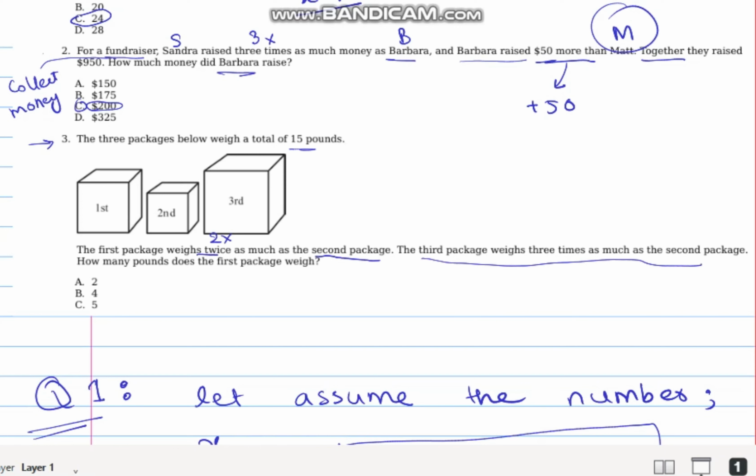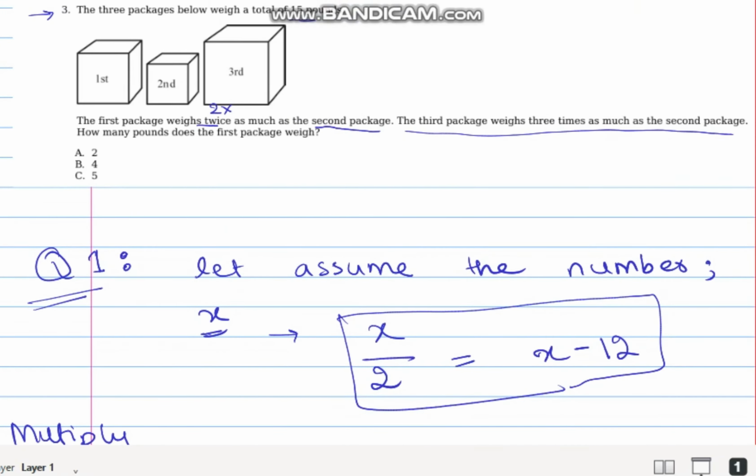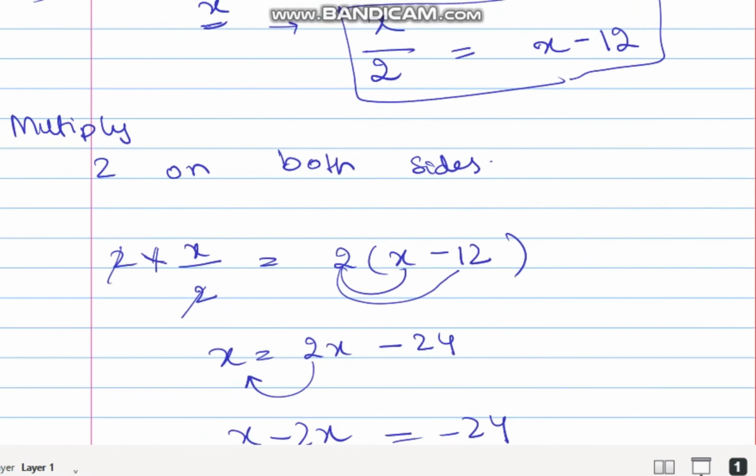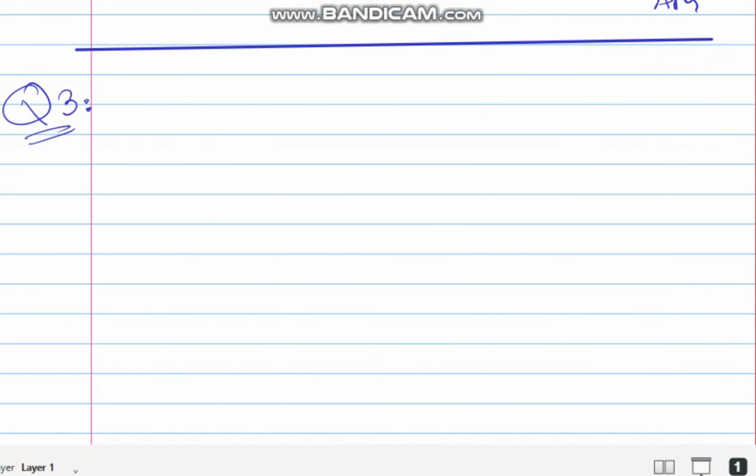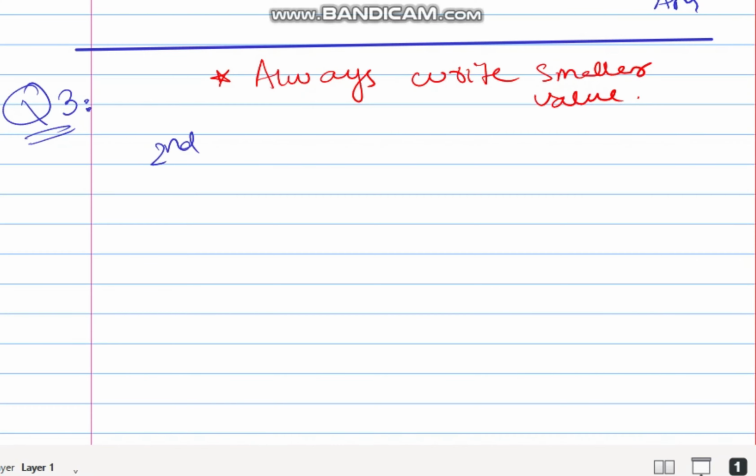Now please tell me, which is the smallest package among all of these? Please respond to this type of question. The second package. Yes, very good, excellent. I will also write it with the red pen. Please always write the smaller value. This is a very important point. Now let me write the weight of the second package.